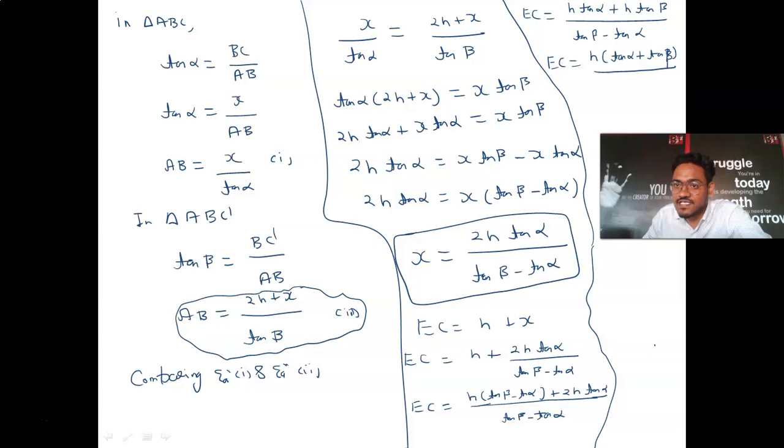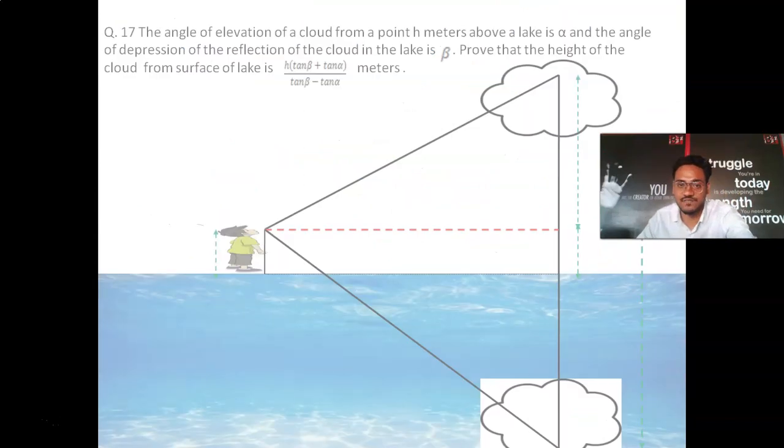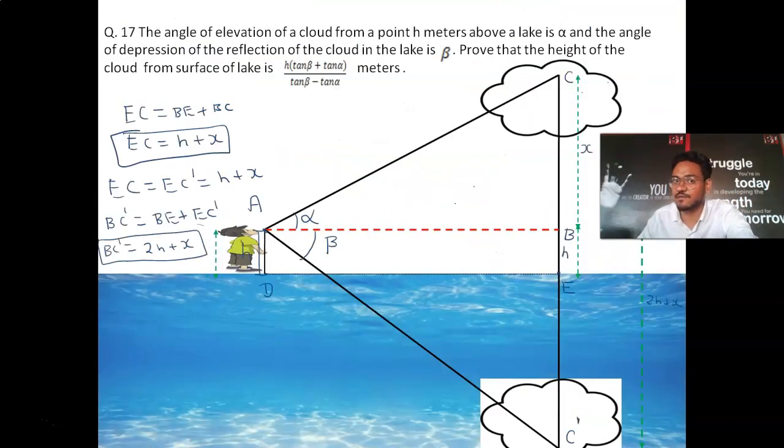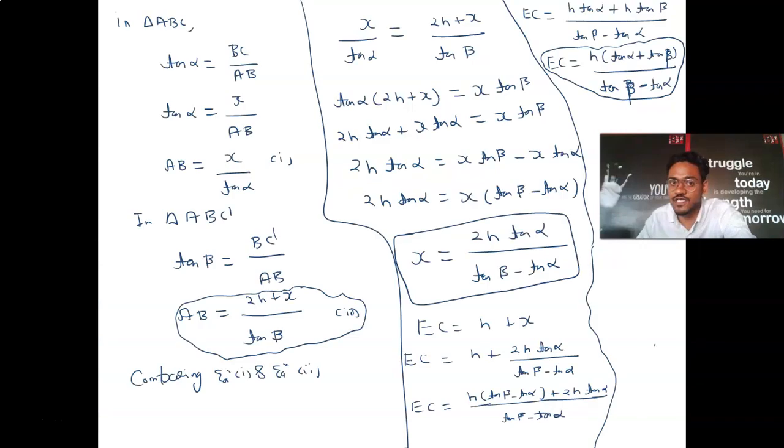So yes, in this way we got the result. Okay students, this is a very important one, for 4 marks in the standard paper only, not for the basics. So in this way we proved the height of the cloud from the surface of the lake is this expression. You can check the expression. Clear students? h (tan beta plus tan alpha) upon tan beta minus tan alpha.